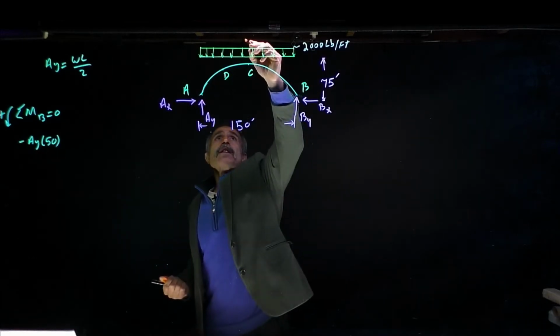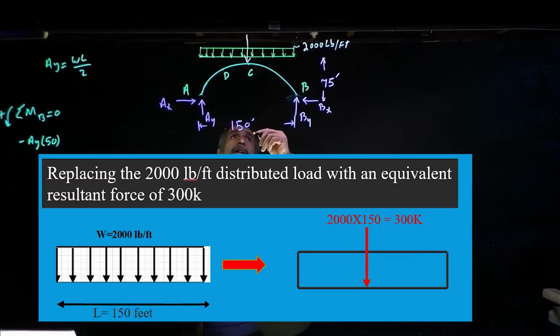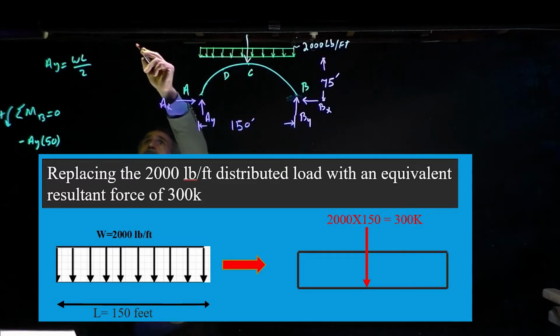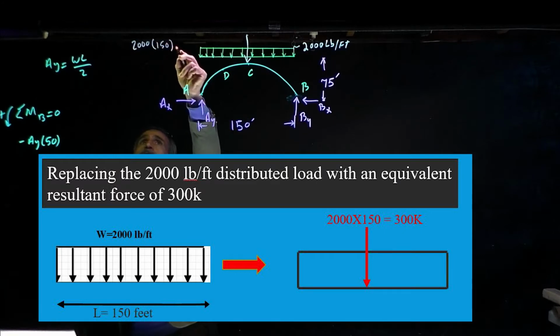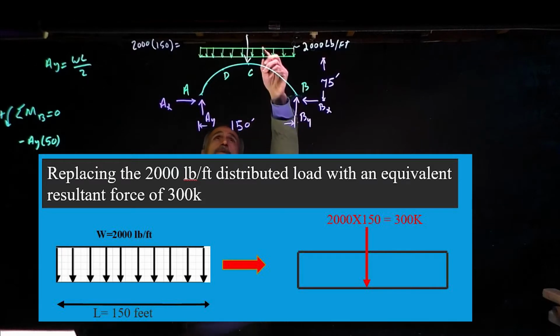Right here, that's going to constitute the force of that. And that's going to be 2,000 pounds times 150. Let me write it down. It's 2,000 times 150. And that comes out to 300 kip. That's 300 kip. Yeah, so that comes out to 300 kip.